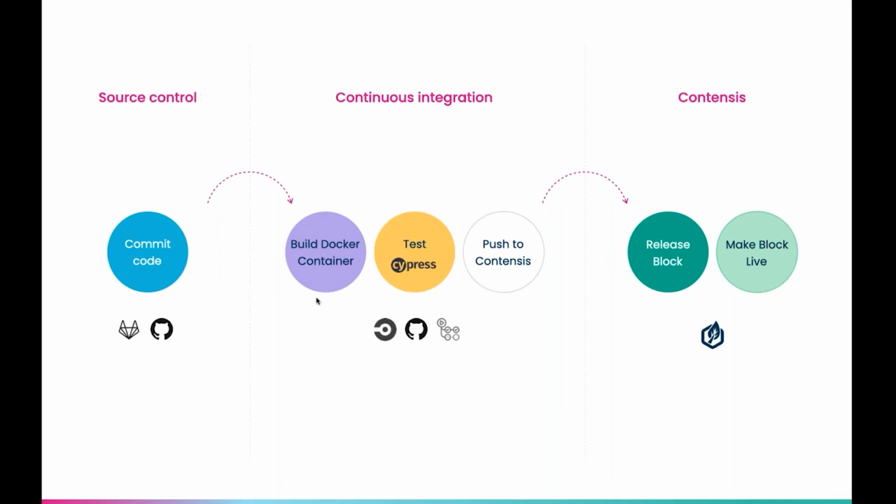We then build the Docker container, test it if you want to. Si wasn't testing in his case, but of course he could have easily integrated Cypress testing on top of the GitLab action he had in there as well. And then we push it to Contensis and ultimately make the build live. And then often we'll start this cycle again and we go round in a sort of circle as we generally move our site and our code forward in that sense.